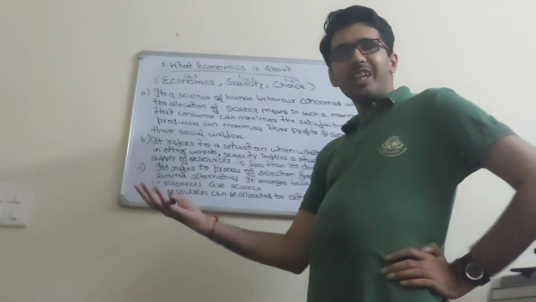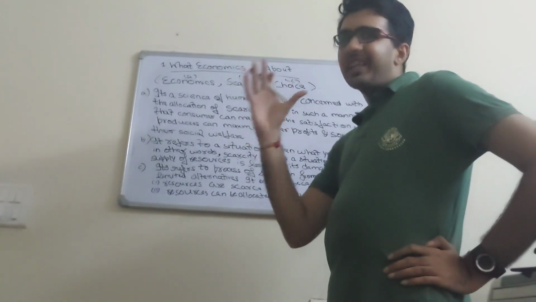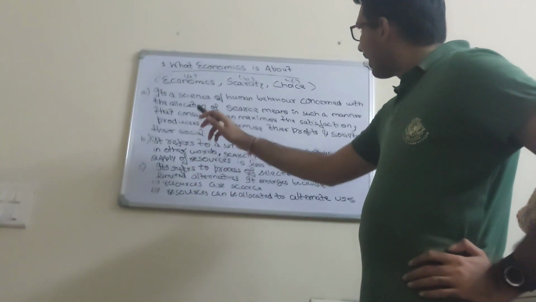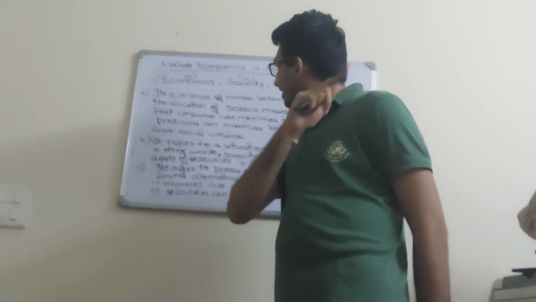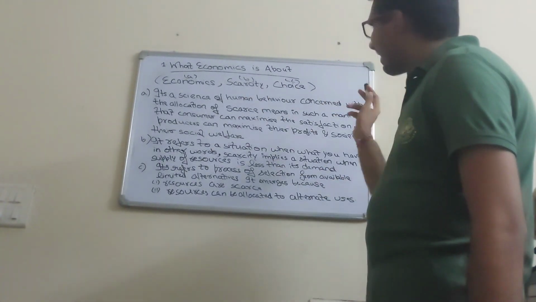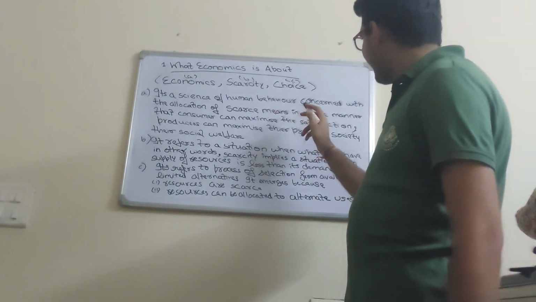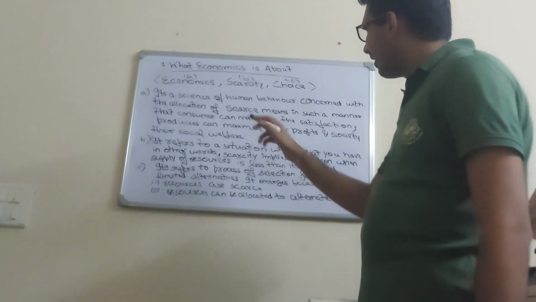So how can we fulfill our needs? Economics helps in that. See, it is a science. As I told you before, economics is a science of human behavior concerned with the allocation of scarce resources in such a manner that consumers can maximize their satisfaction.